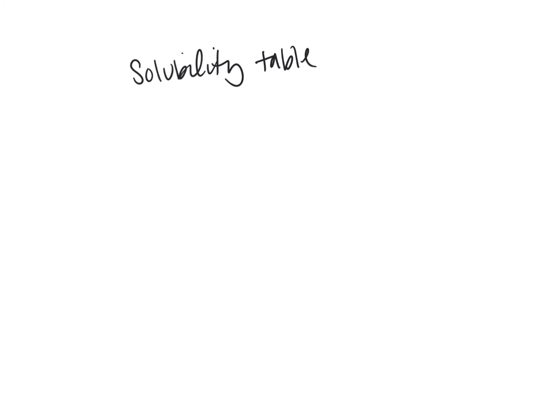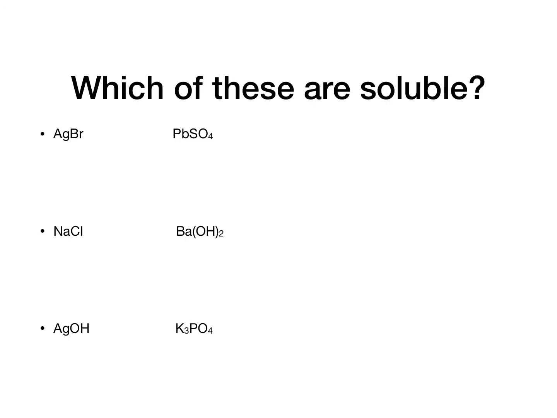We can start to use this solubility table to predict whether or not something is soluble. So let's look at these compounds. We want to ask ourselves, which of these are soluble? If you look on there, we can see that silver bromide is insoluble. Sodium chloride is soluble. Silver hydroxide is not soluble. Why don't you take a moment to try to look at these other three? Find the ion, look in the solubility table, which you have access to, and predict whether or not they are soluble or insoluble.